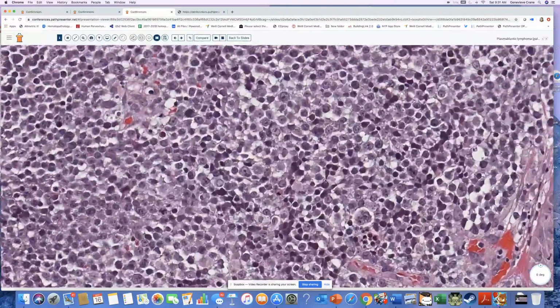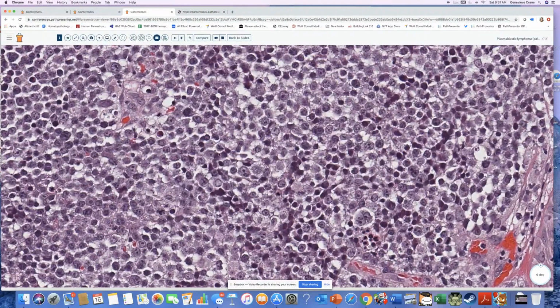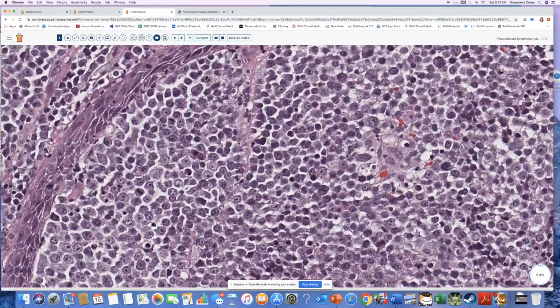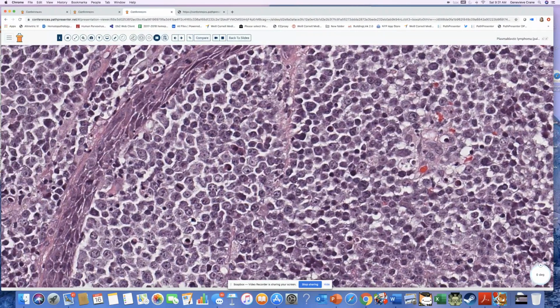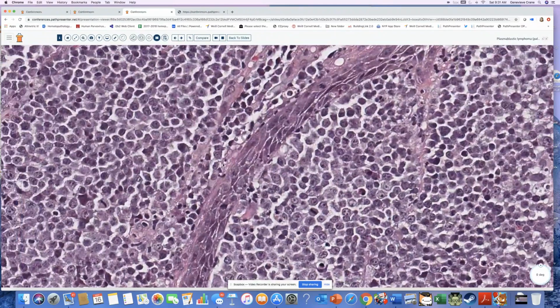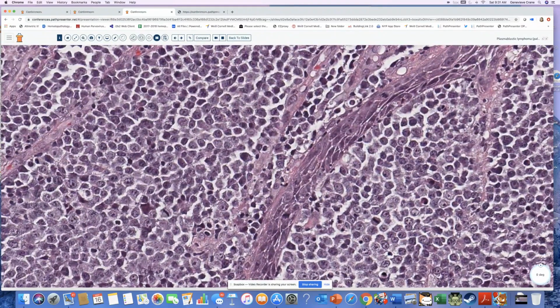And mitotic figures are relatively readily identified. Let me see if I can find one here for you. Yes, here's one coming into field. In addition, scattered apoptotic bodies. So overall, these cells have sort of a plasmablastic appearance, and we know it's in the oral cavity, and it appears to be aggressive given all of the evidence of mitotic figures that we have.